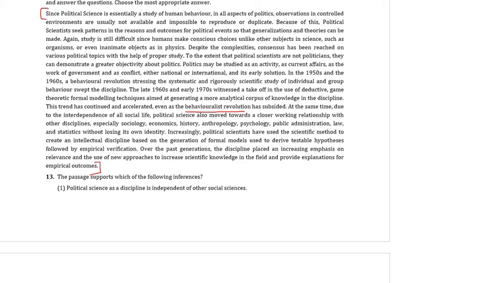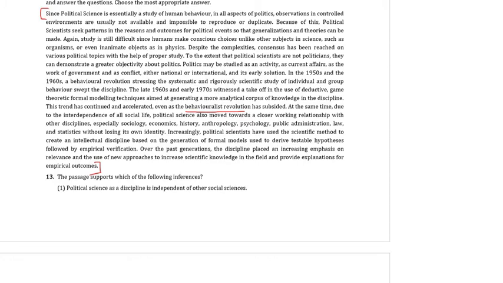If I look at this passage, here we've all been saying that politics can be studied as an activity, as the work of government in a conflict, etc. In the 1950s-60s, a behavioral revolution stressing the systematic and rigorously scientific study of individual and group behavior swept the discipline, and the late 1960s and 70s witnessed a takeoff of formal modeling techniques aimed at generating a more analytical corpus.